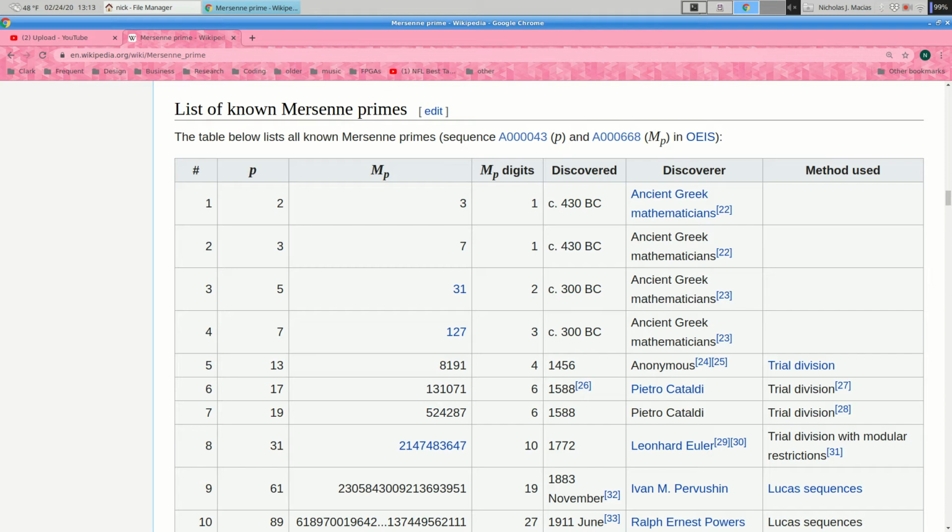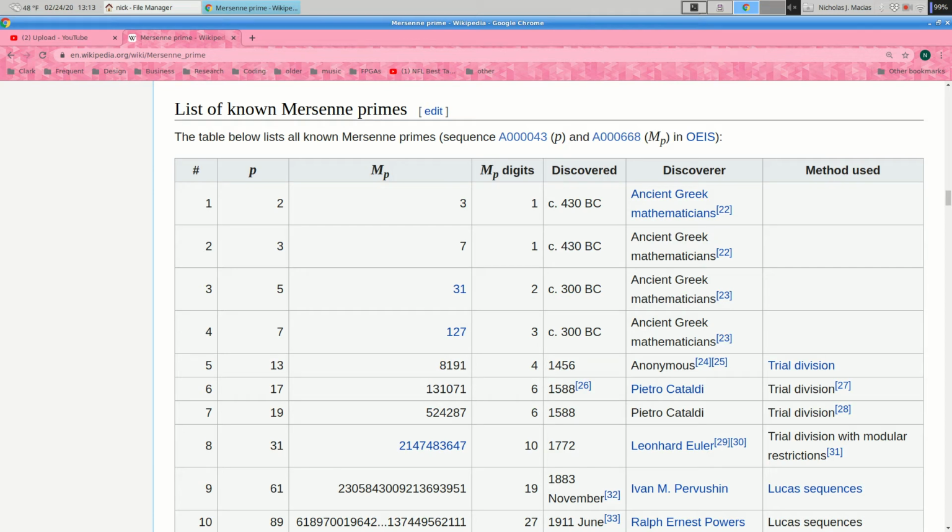And Euler found that, right, 100 some years later. Trial division with modular restrictions. So we're starting to use some of these modular tricks, right? And then there's another gap of 111 years to 2 to the 61st, and that's using something called Lucas sequences. There's this thing called the Lucas-Lehmer test, which was discovered by these two mathematicians, that lets you test the primality of a Mersenne number more easily than just dividing by everything below it.